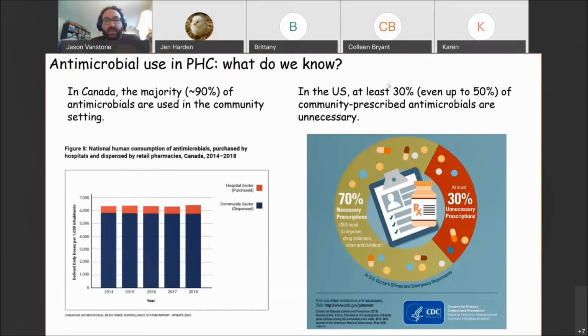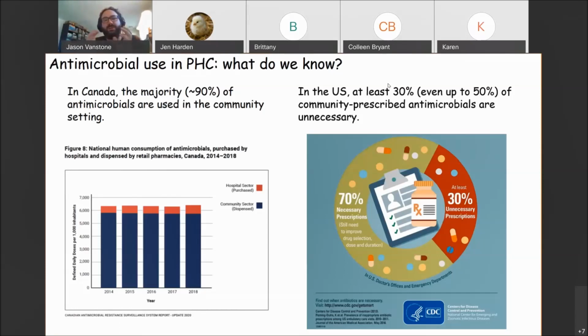So anywhere between 1 in 3 to 1 in 2 antibiotic prescriptions in US outpatients at that time were deemed to be totally unnecessary. The other chunk of that pie, whether that's 50 or 70%, depending on the first part, were at least necessary prescriptions, given to people who actually have a bacterial infection. But there's still room to improve the drug selection, the dose, and one of the big ones is the duration. That's one of the big things we generally talk to people about: duration of antibiotic therapy.